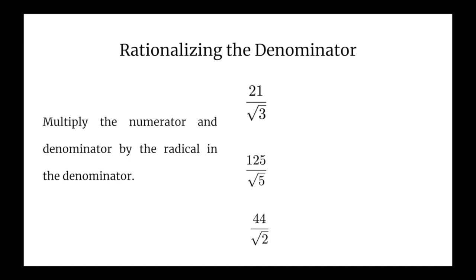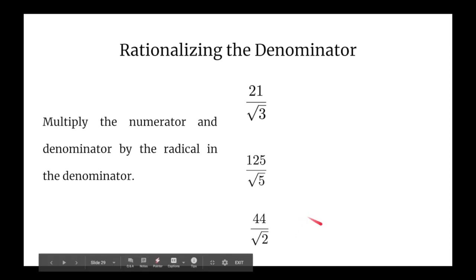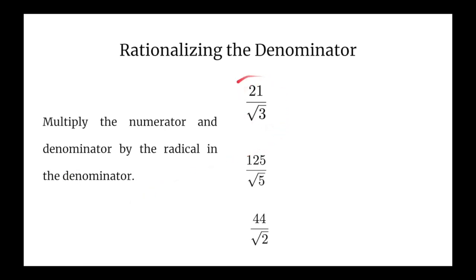We're going to multiply by 1, and we'll do this by multiplying the numerator and denominator by the radical in the denominator. So for example, here we have 21 over the square root of 3. So we're going to multiply by the square root of 3 over the square root of 3, which gives us 21 root 3 over 3. Then when we divide 21 by 3, we get 7 root 3.